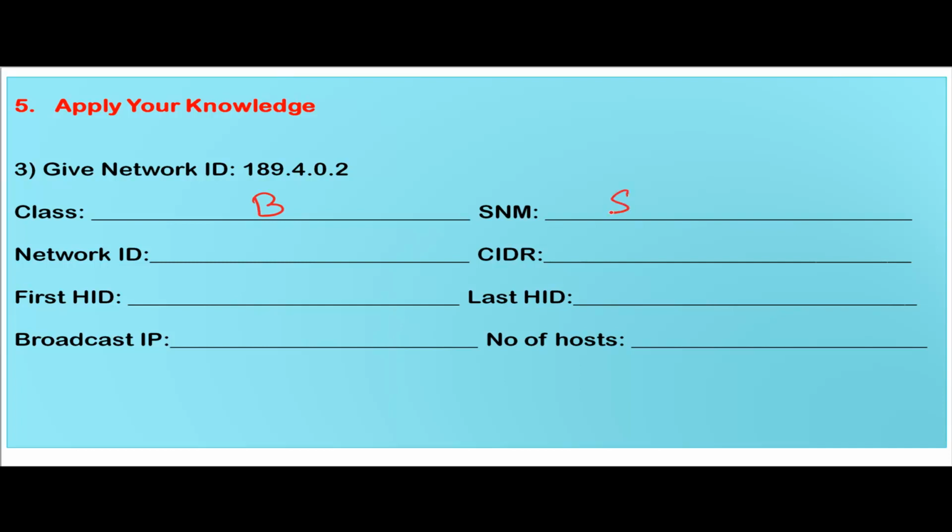So the subnet mask is 255.255.0.0. This is the default subnet mask. Now the network ID. You can keep the first 2 octets, and the remaining you make 0. So the network ID is 189.4.0.0. This is the network ID.